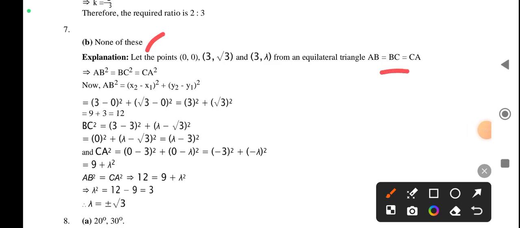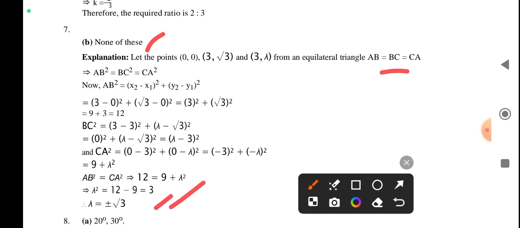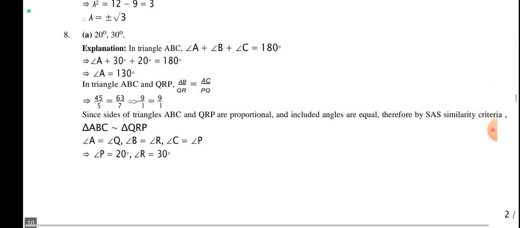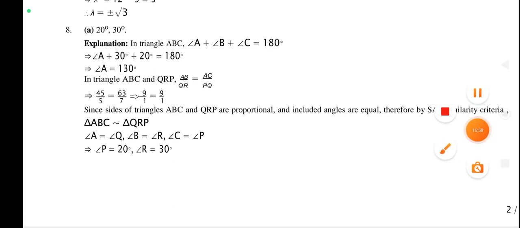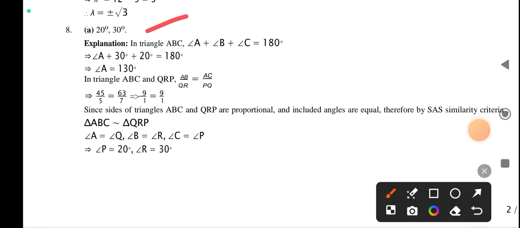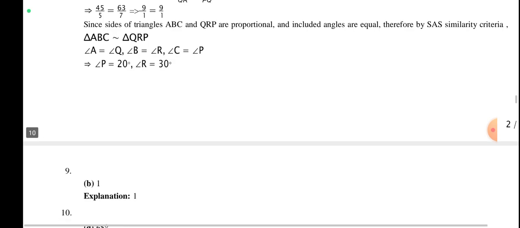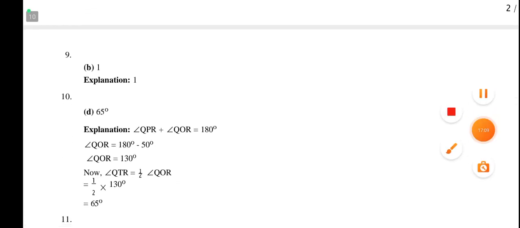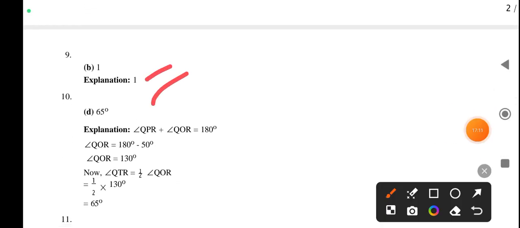If we use AB equal to BC equal to CA, we get the answer lambda equals plus or minus root 3. Then the eighth one, they are asking for the angles, 20 degree, 30 degree. Once we do the similarity by SAS, we get it. Check. Ninth question, option B is 1.